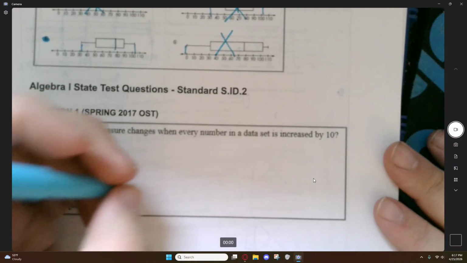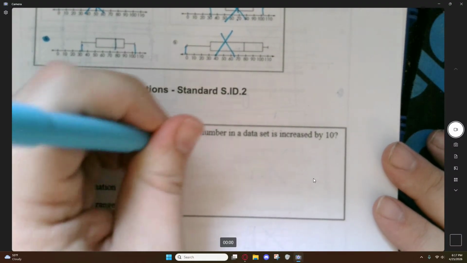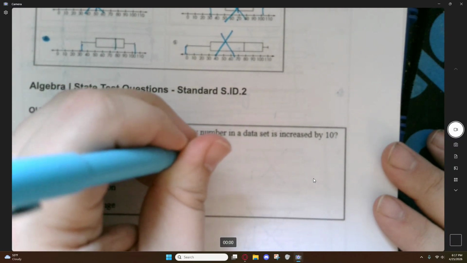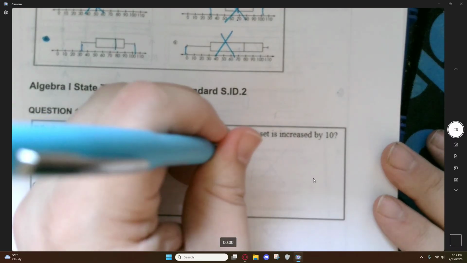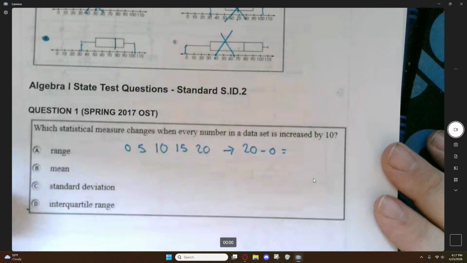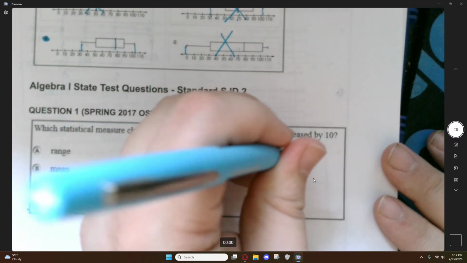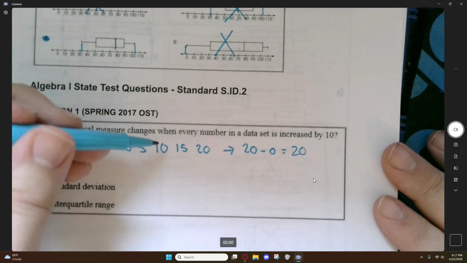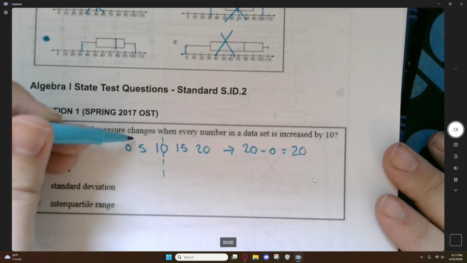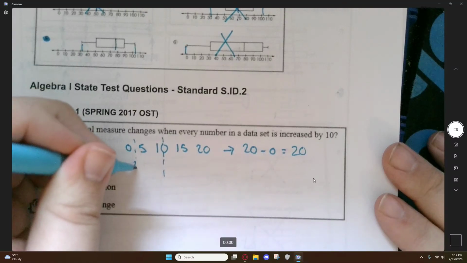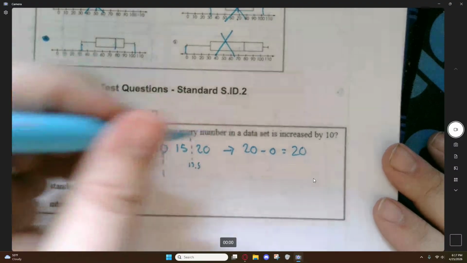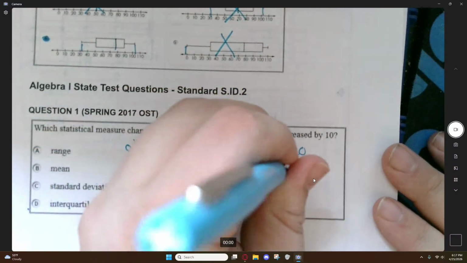So let's take a set of data. We can do a small one. 0, 5, 10, 15, 20. If you do that, the range is 20 minus 0, which is 20, right? Your median would be 10. Your quartiles would be 2.5 and 17.5. That would be a difference of 15.